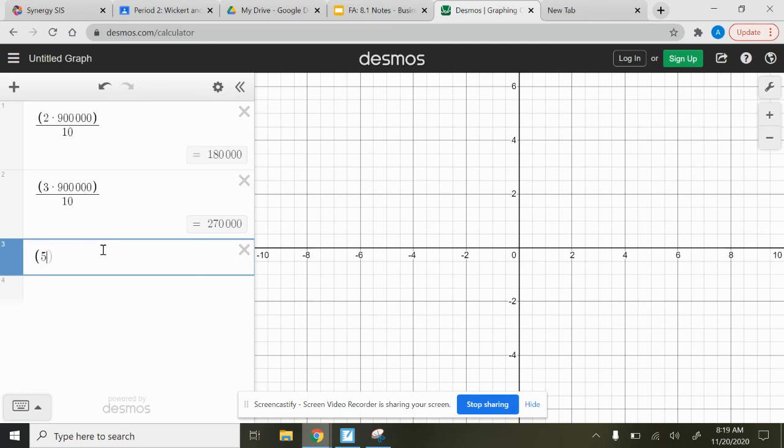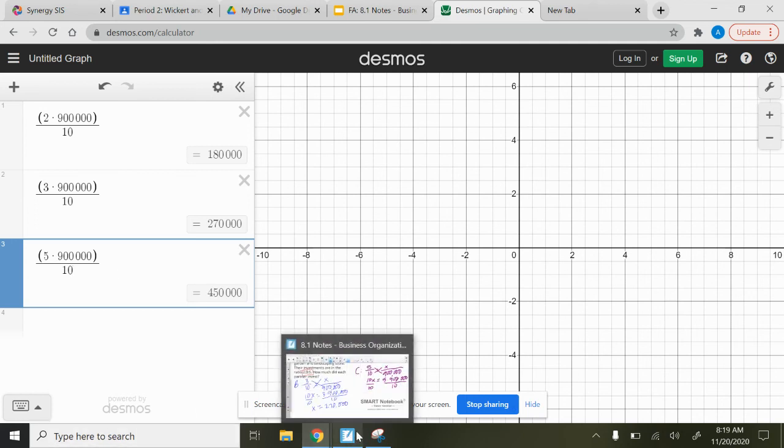So I'm going to take 5 times 900,000, which is 4.5 million, and I'm going to divide the whole thing by 10. That means that the third person that we called person C invested $450,000 in this business.